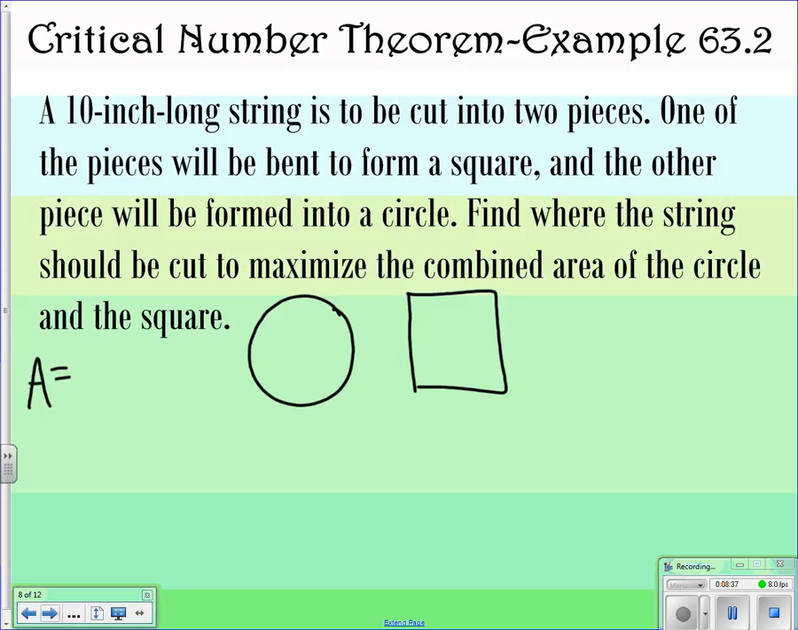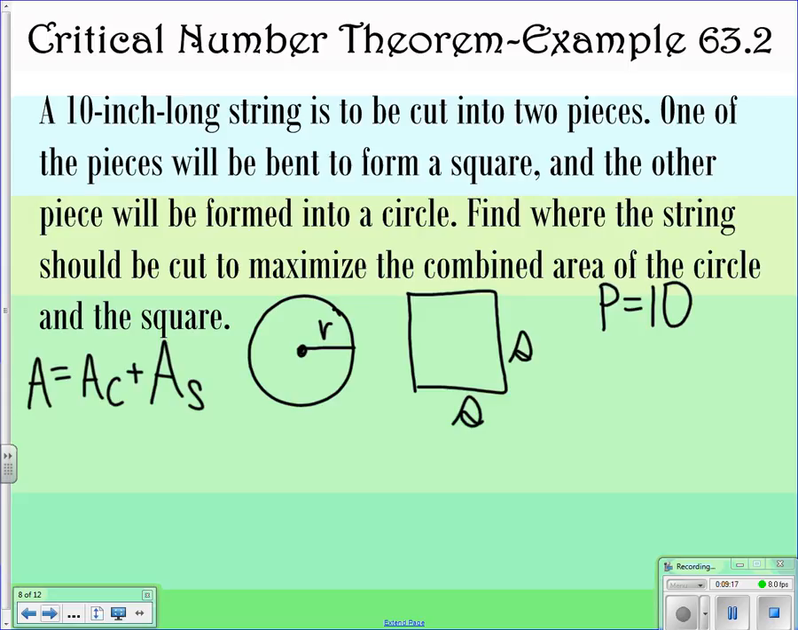So we're going to need to find our area. So I've got the area of the circle and the area of the square. Now, we know for a circle we have an R, and for a square we have an S. And we know that together the perimeter of the circle and the square is going to have to be 10, because that's all of the string that we have. So we want to figure out how to put R and S into one variable, and we're going to start by using our perimeter formula.